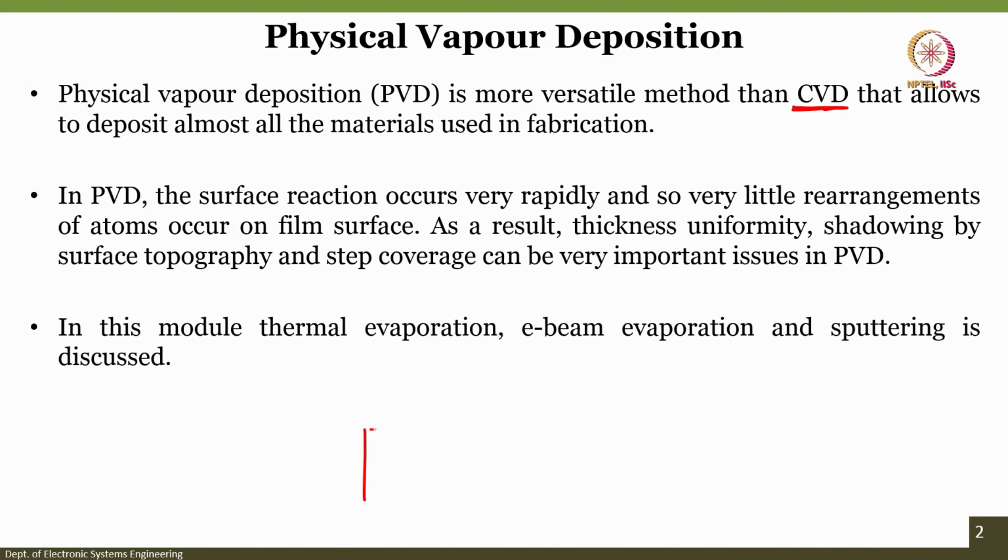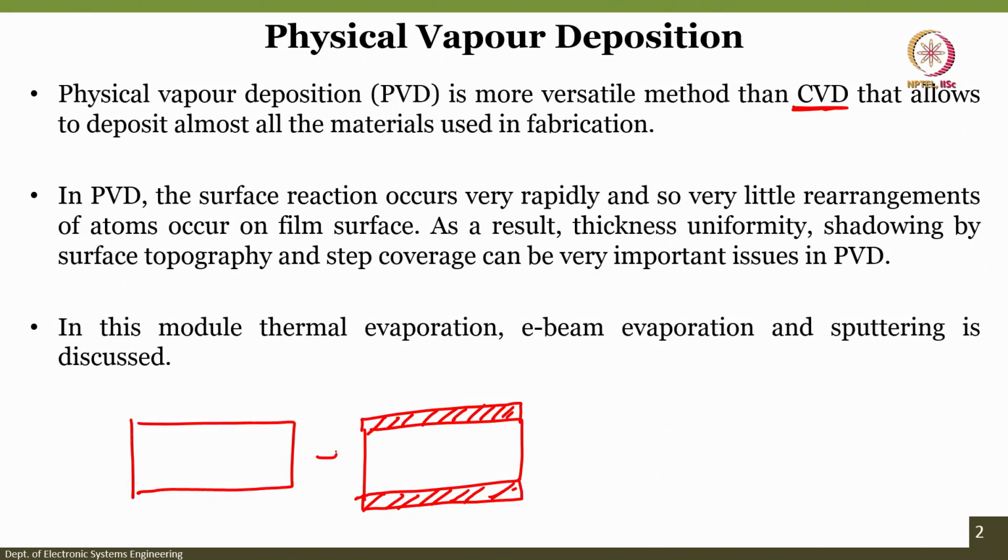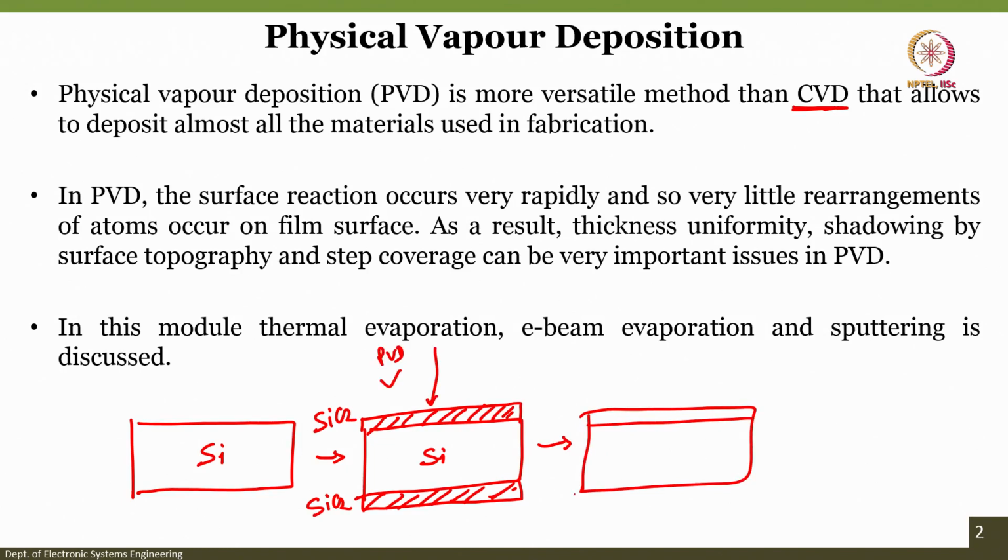If you have a silicon wafer, and on the silicon wafer you have your oxide, that means it becomes an oxidized silicon wafer. Just for representation, I am not drawing the oxide on both sides. If you want, you can draw it also. So, silicon dioxide on silicon wafer, you start with the silicon wafer and then you have silicon dioxide, like this. Can you deposit silicon dioxide with PVD? Yes.